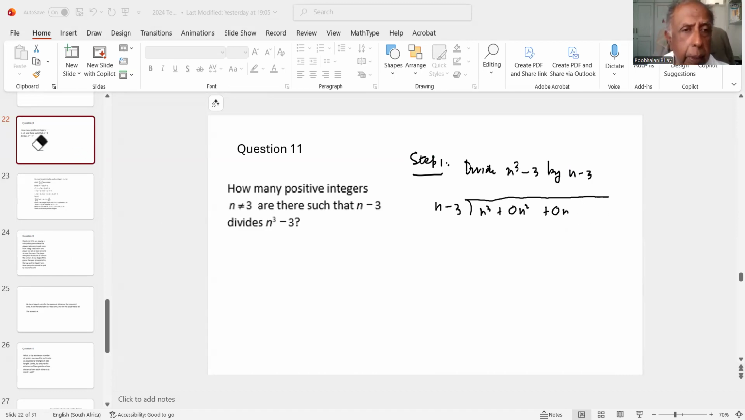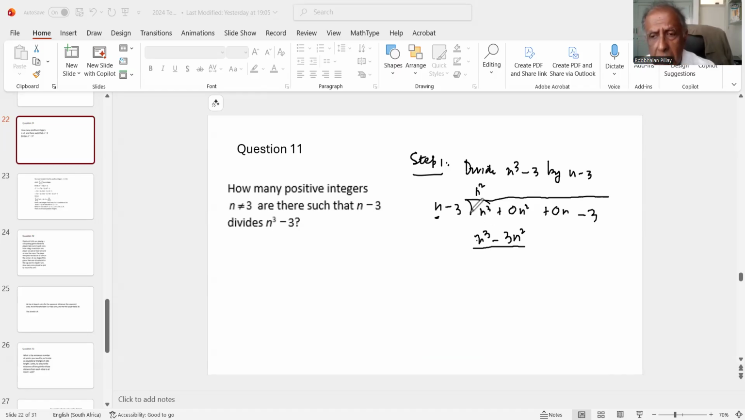And you bring that. I try to bring all the powers of n down, coming from 3 to 1 to a constant. Now, you take your n here, you see how many times it goes into the first one. It's n squared. All right. So now you take this n squared and you multiply it by n minus 3. You get n cubed minus 3n squared. Right, so n squared times this is that. Now you subtract. It's very similar to the normal way of dividing.